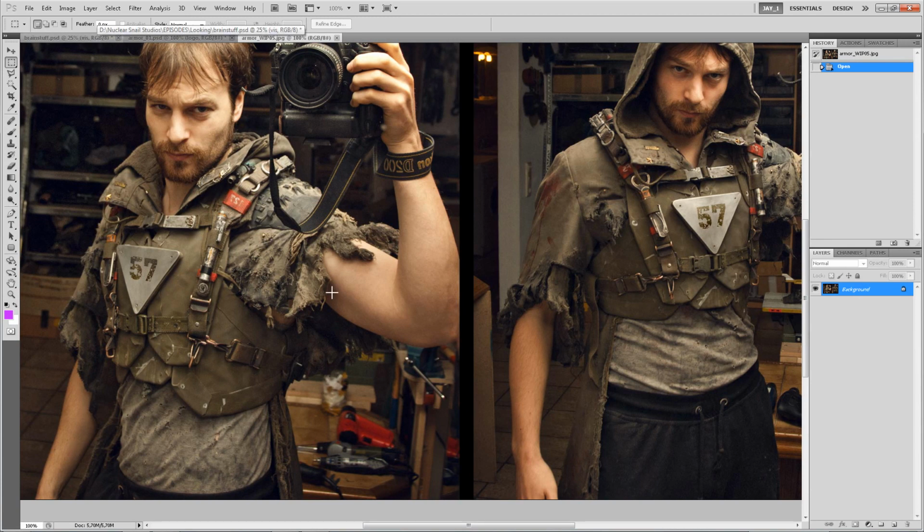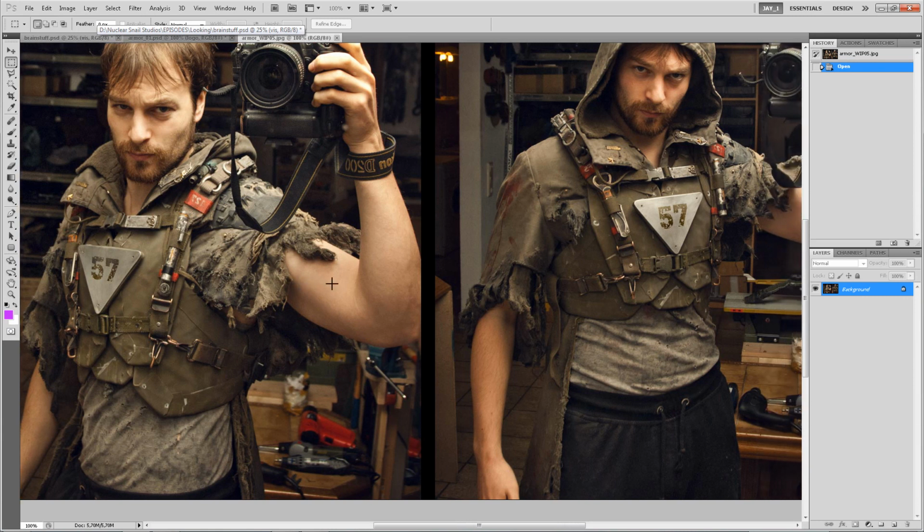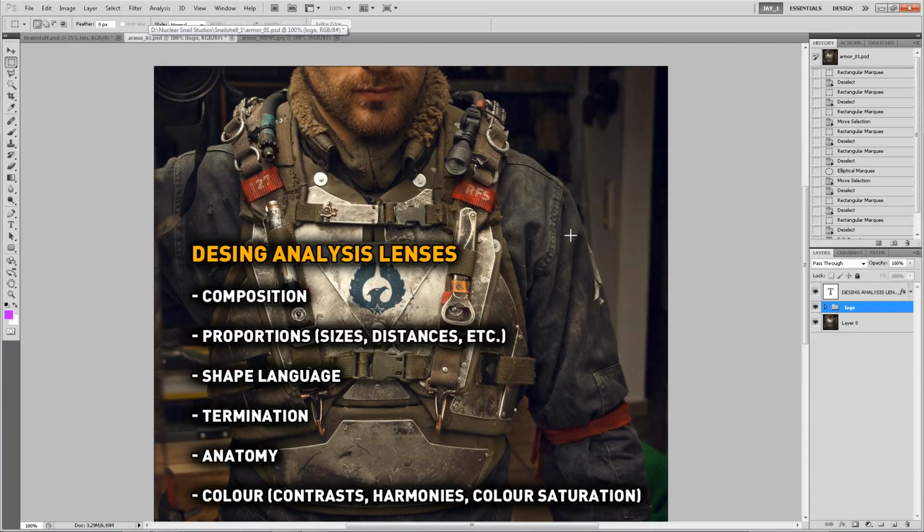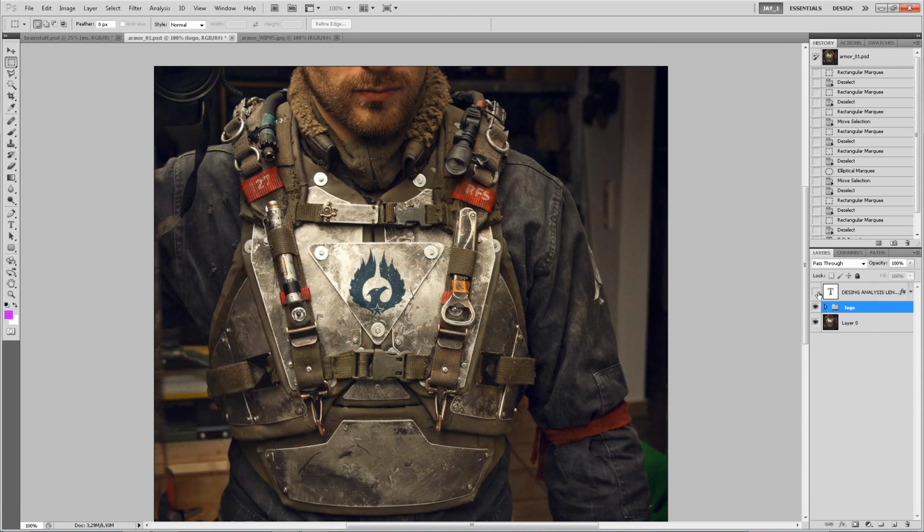And the overall impression of this is more chaotic. I look more like a chaotic wasteland-ish person, while here I look like, I don't know, a soldier, a policeman, something like that, because there is no chaotic termination going on almost anywhere in this example. Okay, so termination is very, very important.